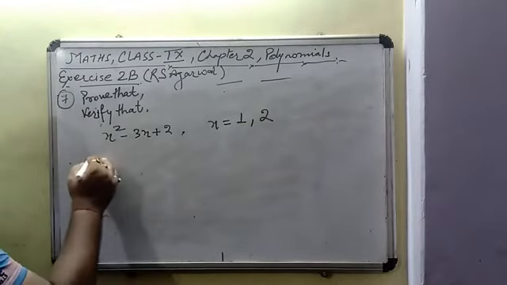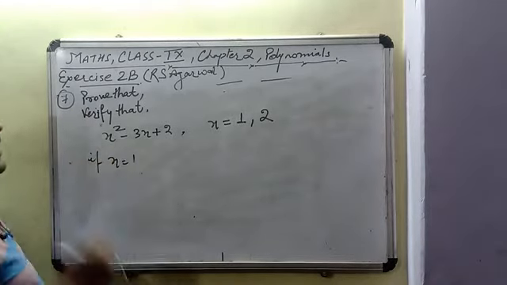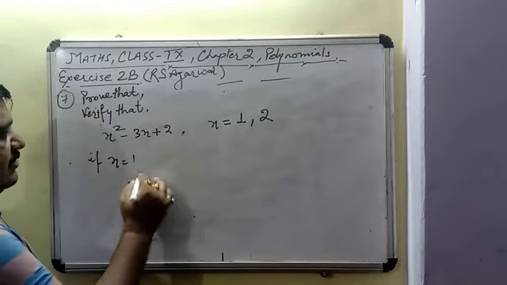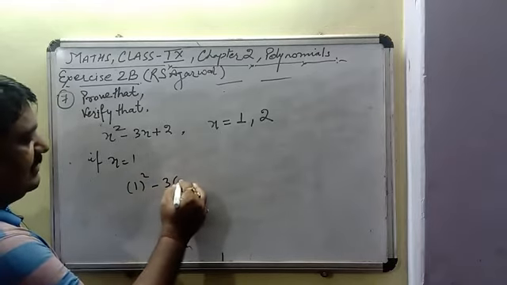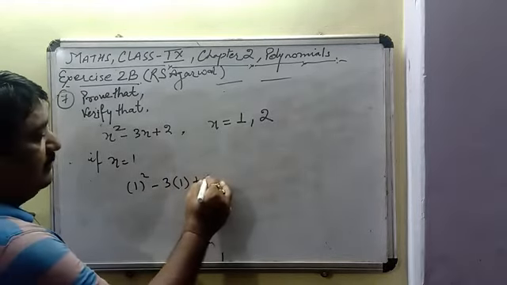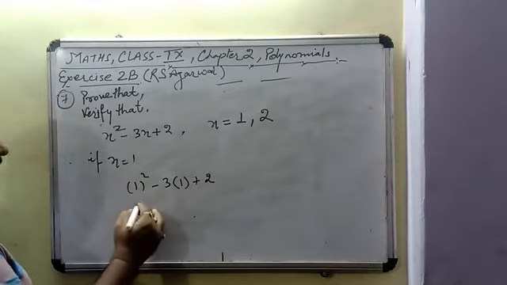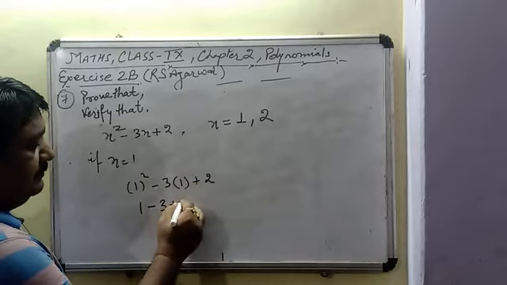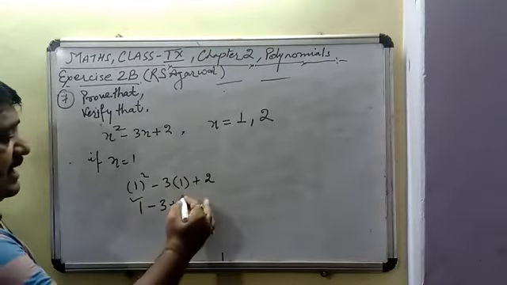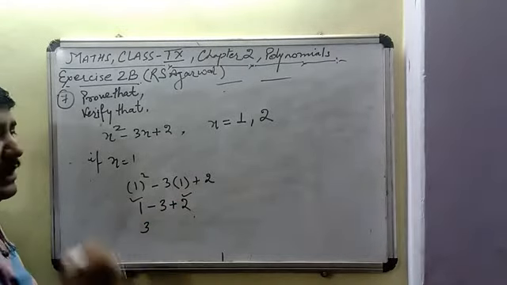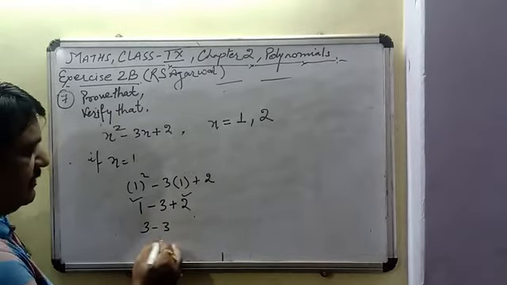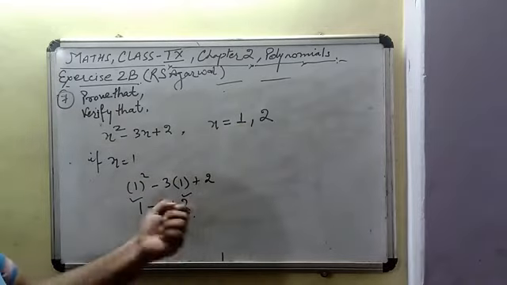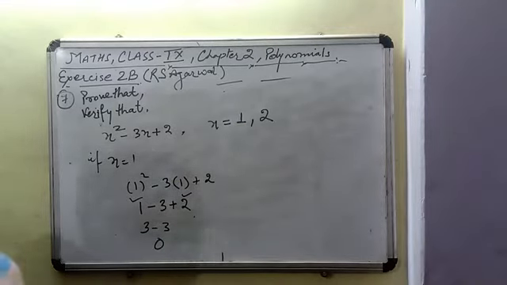So first of all we are going to put x equals to 1. Then x square, that means 1 square, minus 3 into x, that means into 1, plus 2. 1 square is 1, minus 3 ones are 3, and plus 2. This is plus 1 and plus 2, plus 3 and minus 3. We have got the 0. That means x equals to 1 is the 0 of the given polynomial. It is verified by you.